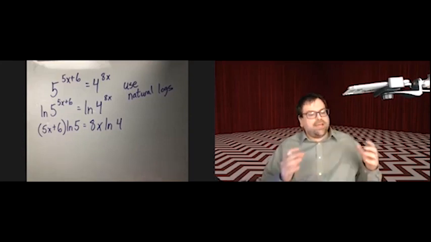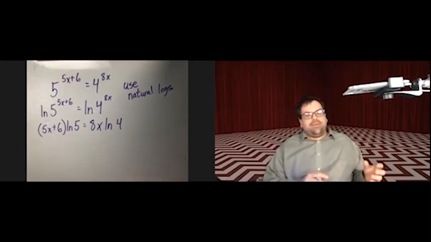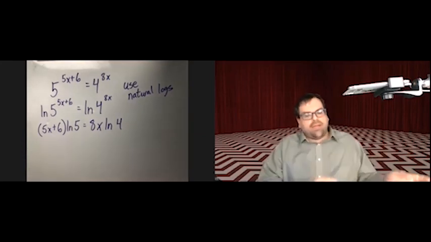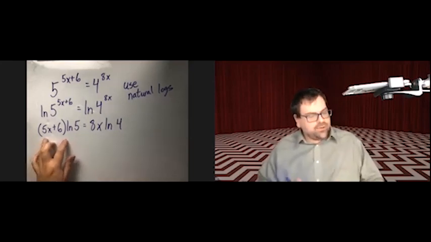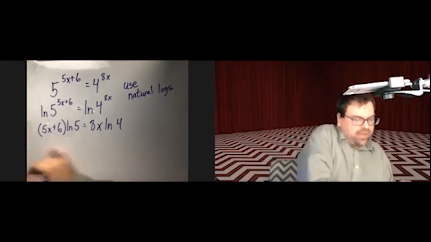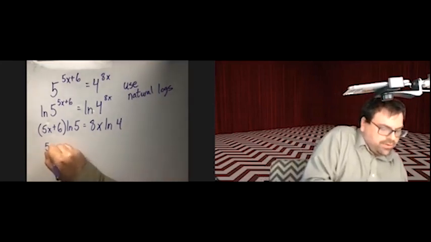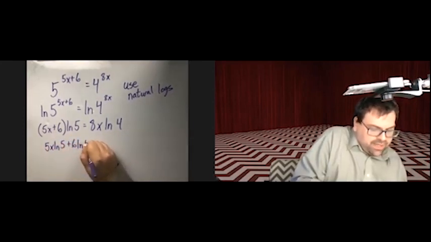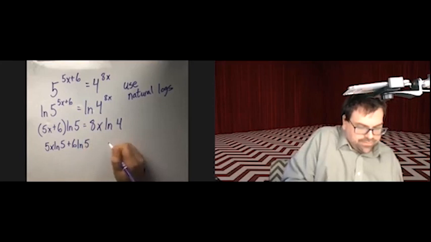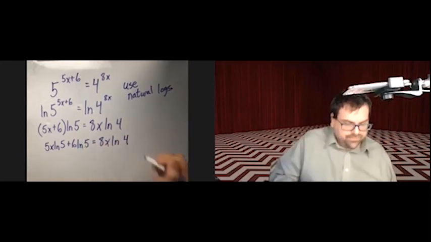We want to get all of our x terms on one side, everything without an x on the other. We also need to get rid of the parentheses first so we can distribute the natural log of 5. 5x natural log of 5 plus 6 natural log of 5 equals 8x natural log of 4.